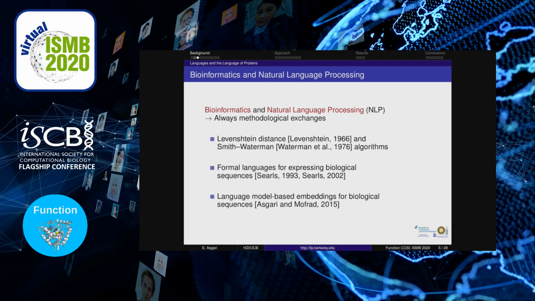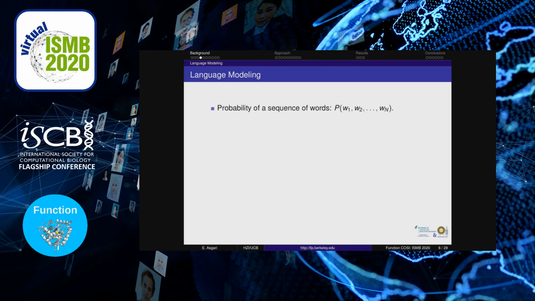In 2015, we introduced language model-based representation for biological sequences, starting a new trend of language processing for bioinformatics, this time using deep learning methods. I start with some basic concepts that we need during this talk.